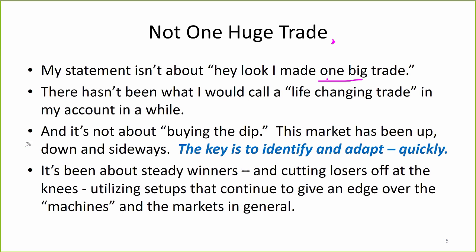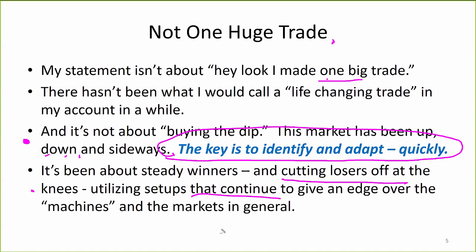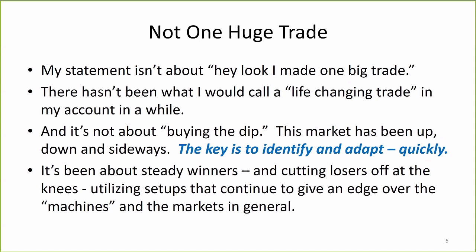And it's not about buying the dip. We all know that buying the dip works until it doesn't. There are up trades, down trades, and sideways trades, and this market has been up, down, and sideways. The key is to identify what kind of market you're in and adapt very quickly. It's been about steady winners, and most importantly, and this is the toughest thing I've seen with people in the trading room, cutting losers off at the knees when they're not working. It's about utilizing setups that continue to give an edge over the machines and the market in general. So how do we do that without going crazy? I don't like having 15 positions on. That just drives me crazy.